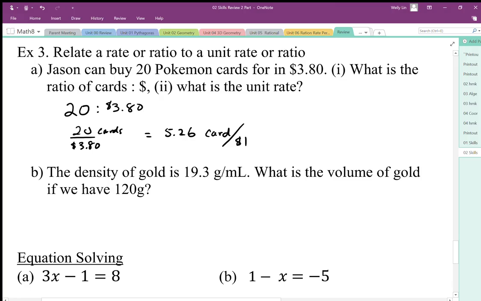We can flip that around as well and find out the dollars per card. So if I wanted to do that, I can do $1 divided by 5.26 cards, and I end up with about 19 cents per card. Okay, so this is a separate problem, but these rates are the same. It's just the opposite direction. So it's important to know the direction of your comparison.